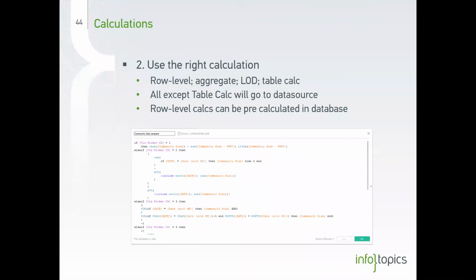So try to use the right calculation if you create Tableau calculations. The fastest one is the row level calculation. This is the one which is also getting pre-calculated in your extract. So if you do something like first name plus last name with a little dash in the middle, Tableau will pre-calculate it and just create a new column which contains that information. So it will not be calculated every time you visualize it. So it's really smart.